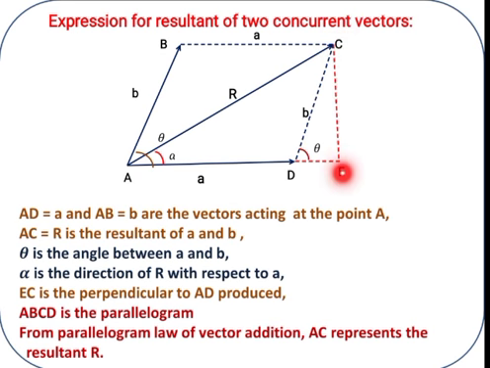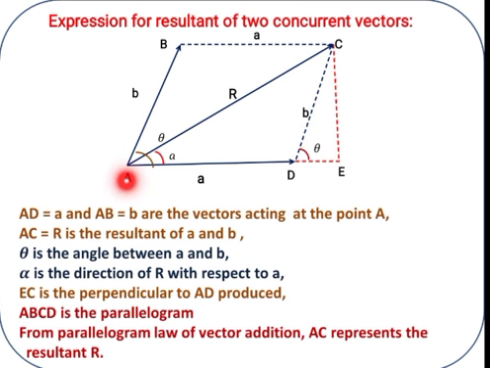Suppose CE or EC is perpendicular on AD. Then we have to extend this point D till E. Then is it not DE? So, CED is a right angle triangle and this is theta. CED is a right angle triangle.